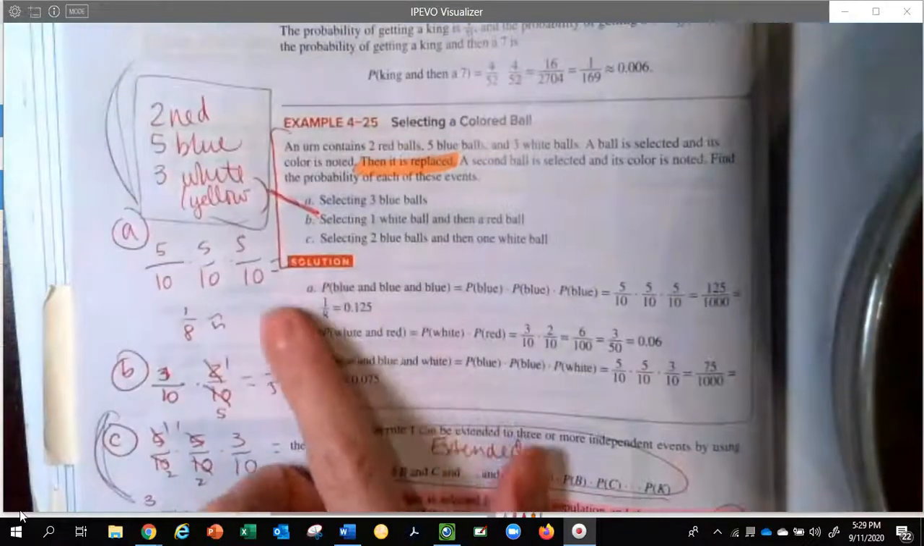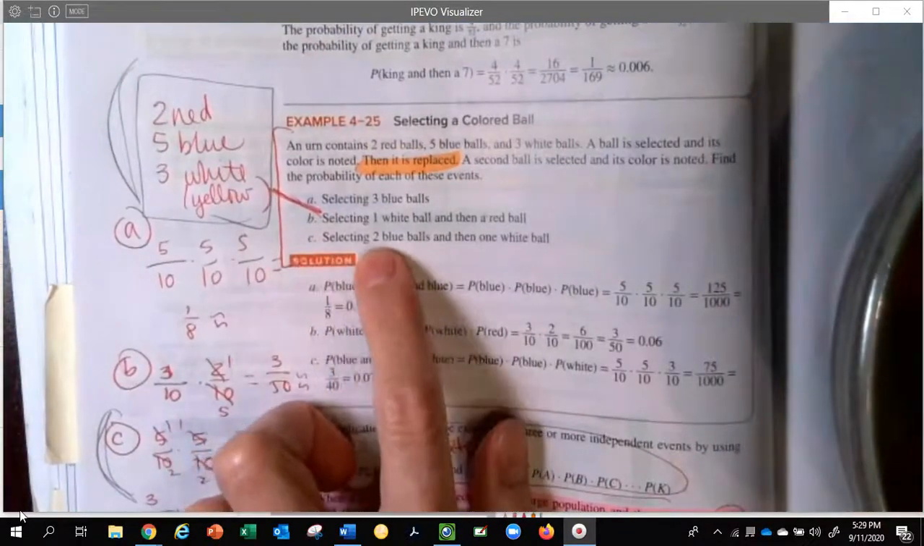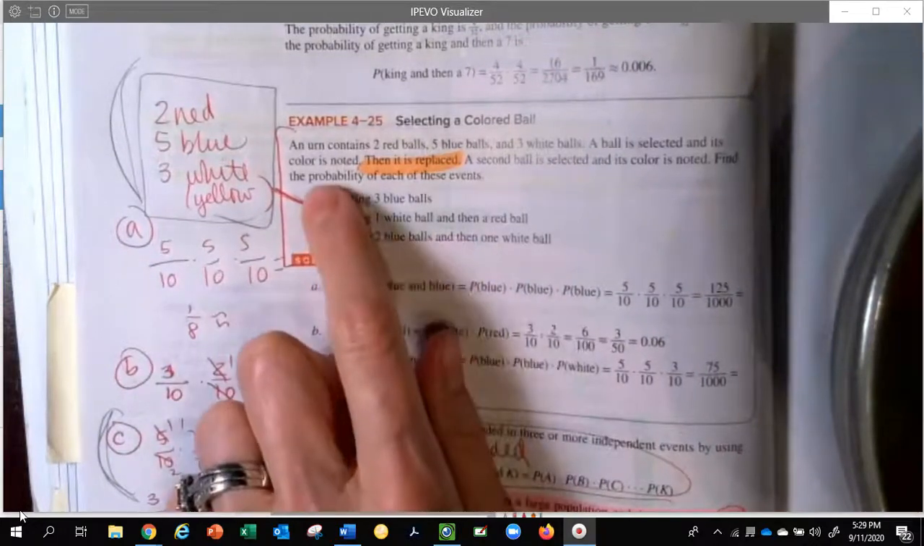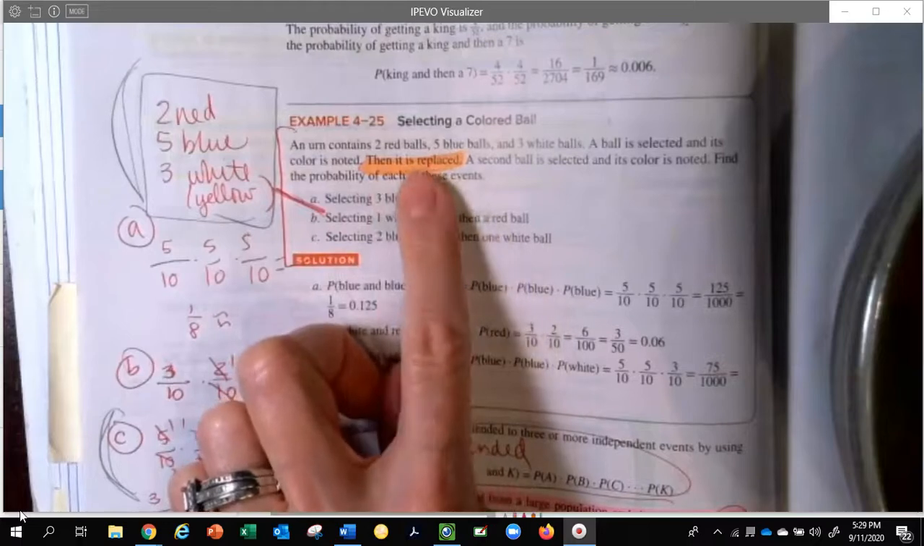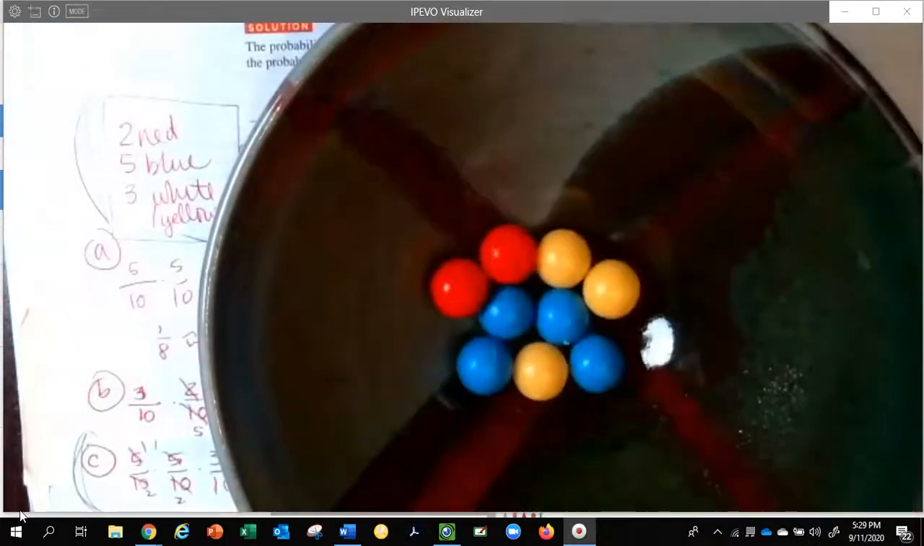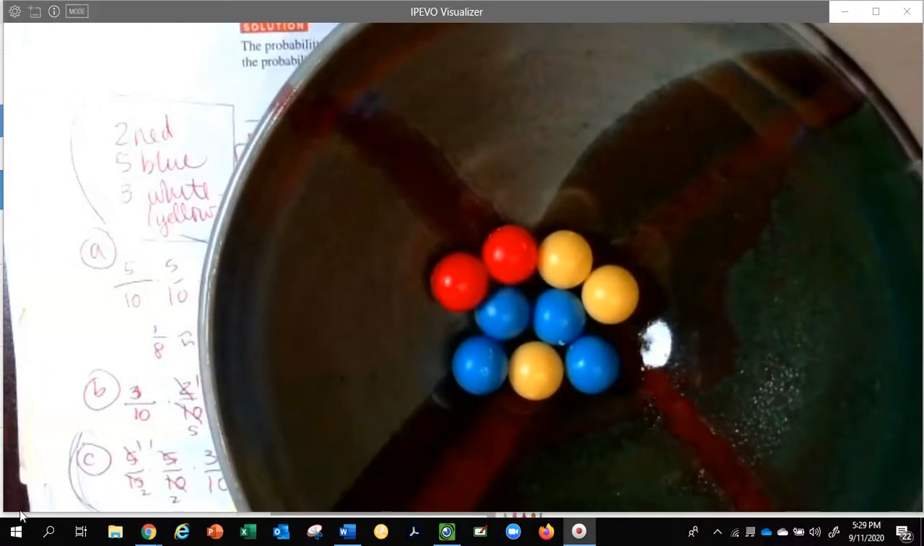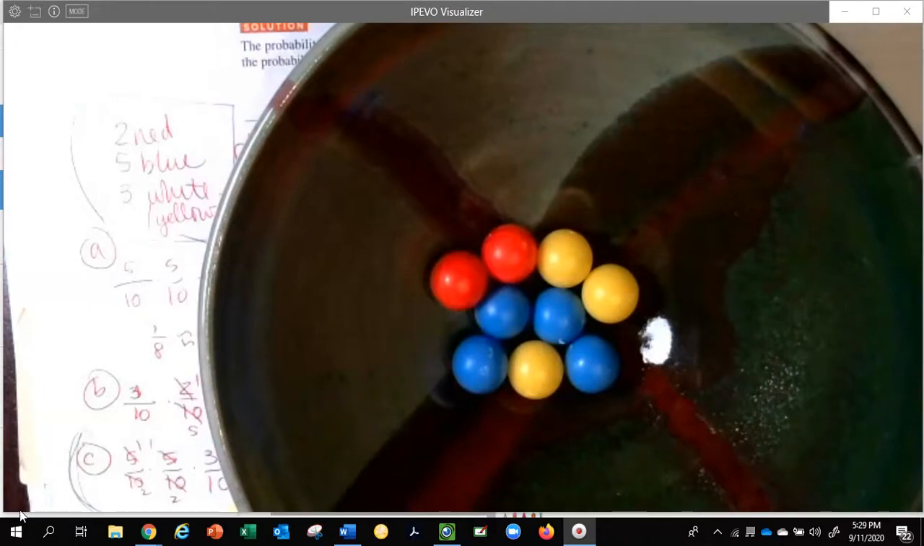And then it says on part C, we're going to select a blue, then a blue, and then a white. What are the odds of this happening, or what's the probability? But here's the key word. When it says it's replaced, in other words, if I do select blue and leave it out, I just change the amount of balls that are in this bowl. That impacts the next draw. It changes the probability of the next draw. Therefore, the next draw depends on what I got on the first one.